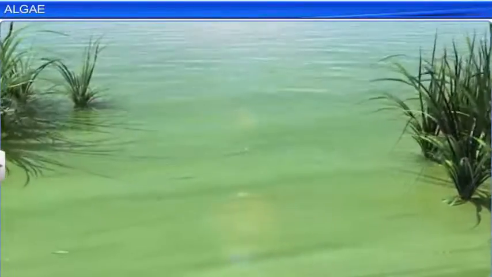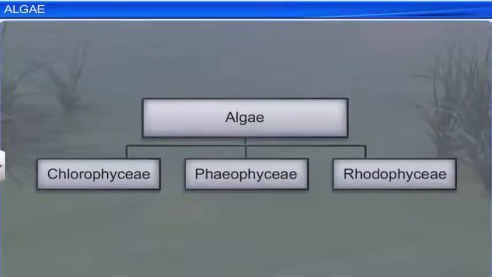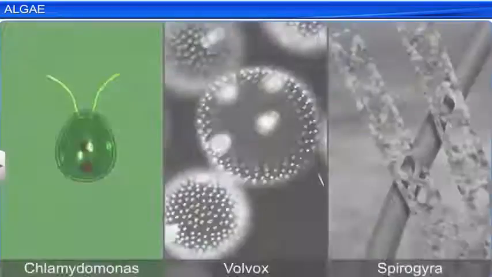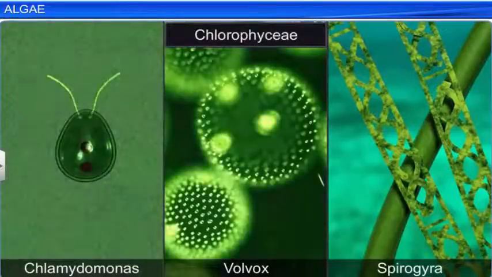Based on the type of pigment and the type of stored food, we can classify algae into chlorophyceae, phaeophyceae, and rhodophyceae. Chlamydomonas, Volvox, and Spirogyra are some members of the class chlorophyceae. They are commonly called green algae and can have a unicellular, colonial, or filamentous body.